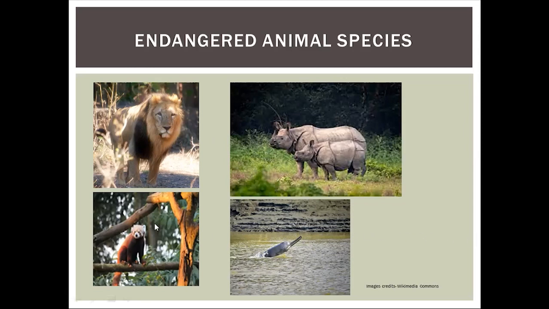Red panda is an animal which is part of eastern Himalayas. We have discussed this biogeographic zone. Then Asiatic lion falls in semi-arid zone. Rhino is also part of eastern Himalayas. That is the northeast biogeographic zone. Not eastern Himalayas, northeast biogeographic zone.